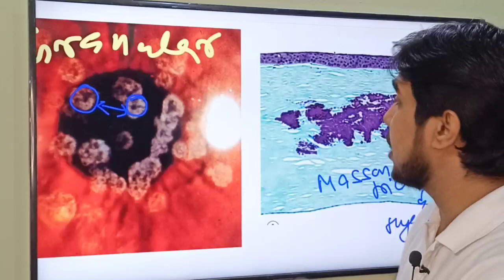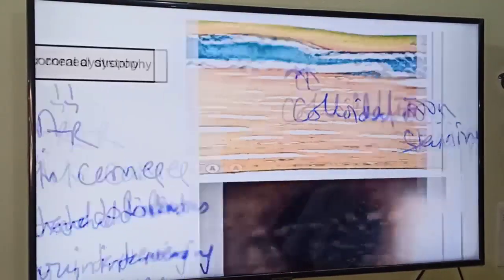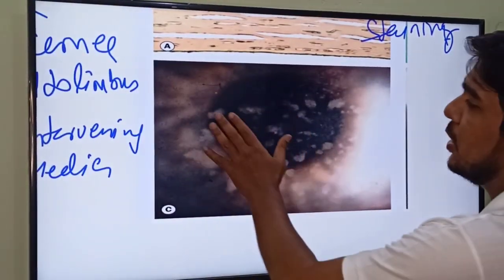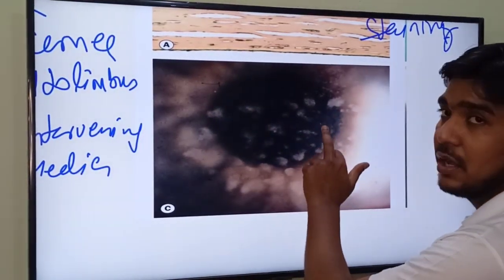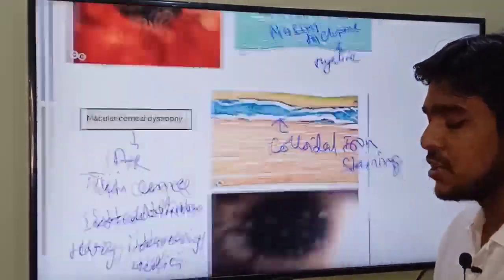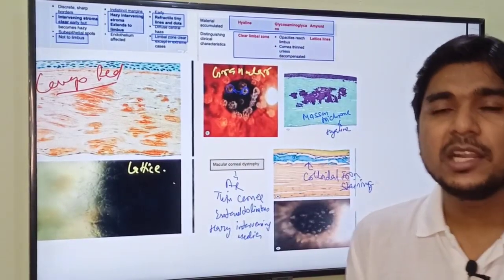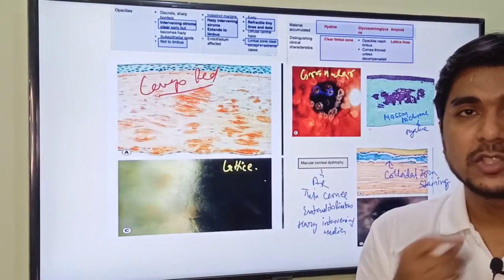And this is the Masson trichrome stain, because of the hyaline. And this is what we call macular dystrophy. The discrete opacities are there, but the intervening areas are hazy. And this is the colloidal iron staining. So they can ask you or give you this type of picture. That's why I have made it clear for you. I'm spending a little more time on this because later on we have very short questions.